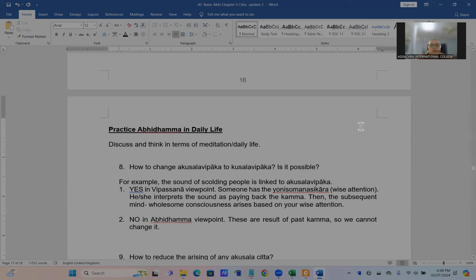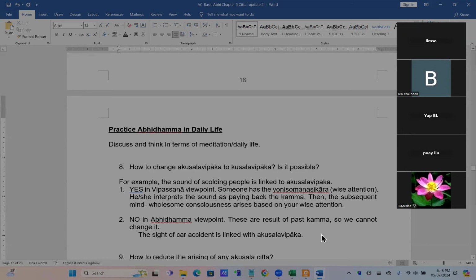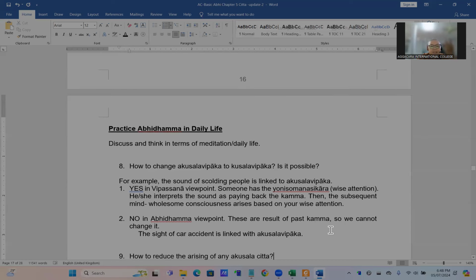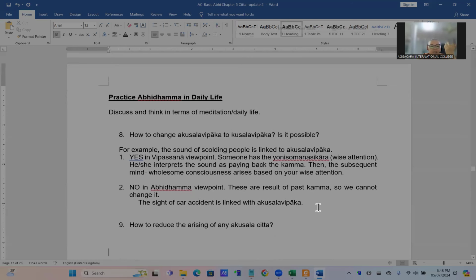For example, if you see a car accident, the sight of the car accident is linked with akusala vipaka. So you cannot change it to kusala vipaka, right? Because it's something ugly. Normally, in a car accident, you see the dead body or the blood come out, or you see the dead person and everybody crying. So it's actually linked with akusala vipaka, so we cannot change it.